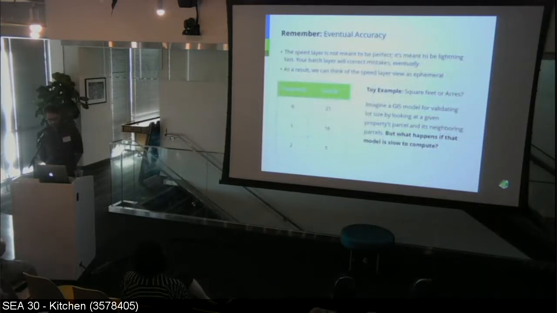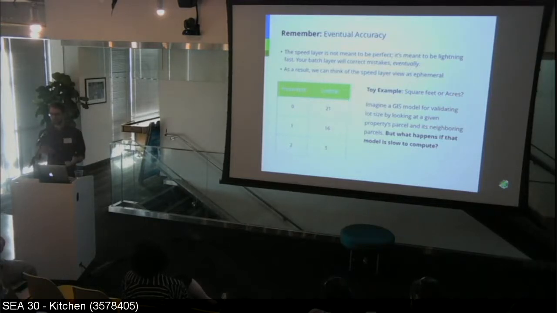This is the point I wanted to mention. We've made these trade-offs in our speed layer about how we can't necessarily clean all of the data, because a lot of these cleaning jobs are very long running. Again, the speed layer is not meant to be perfect. We talked about this earlier, how the speed layer can make mistakes, and we've accounted for that. It's meant to be lightning fast and respond to requests instantaneously. The nice thing is that your batch layer is going to correct those mistakes eventually. So we can think of the speed layer view as ephemeral. It's not going to exist once our batch layer comes in and pretty much wipes most of that data.